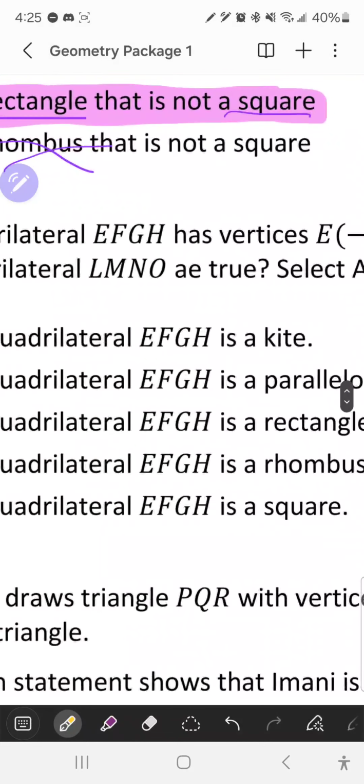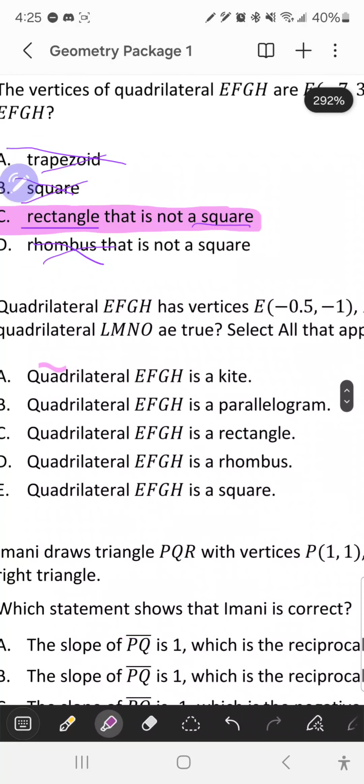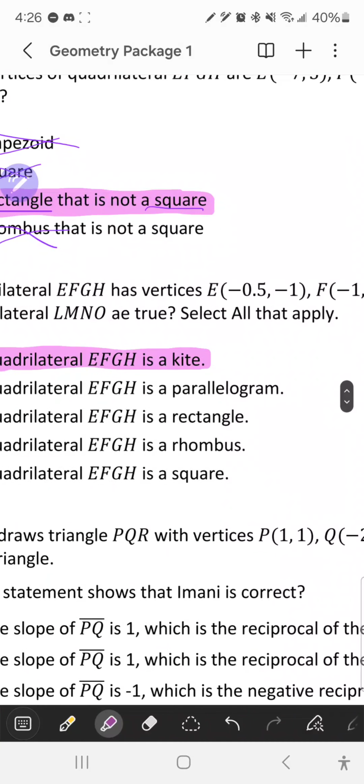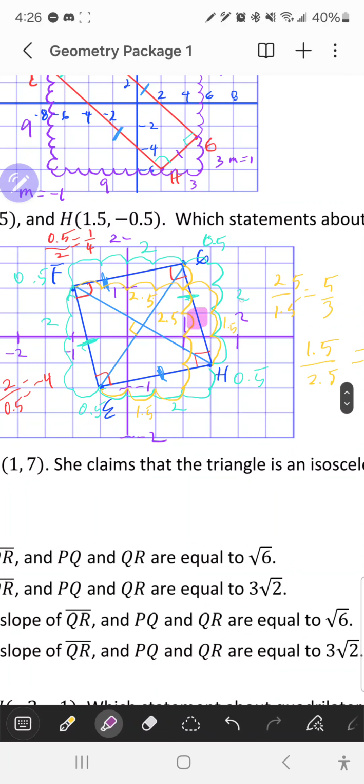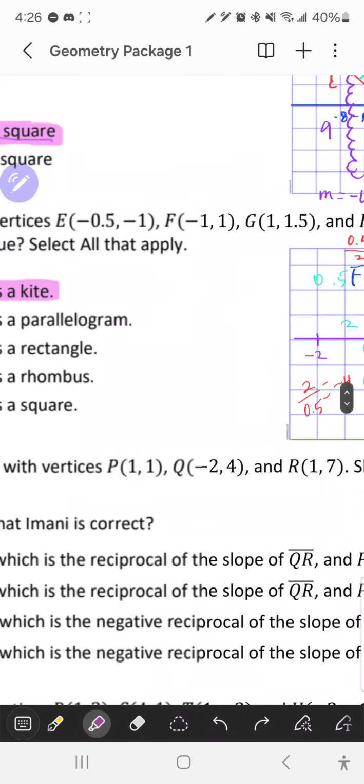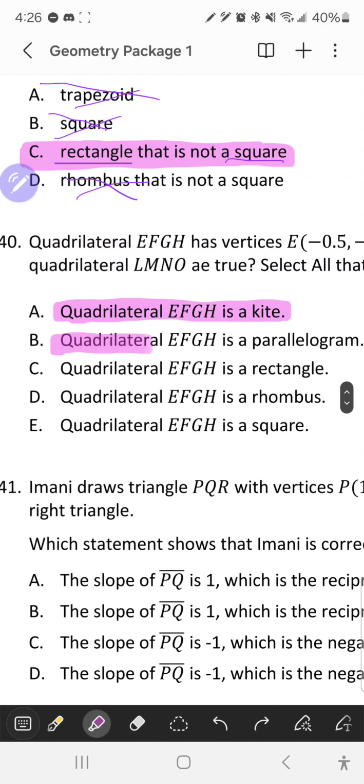So yes, quadrilateral EFGH is a kite. Now, is quadrilateral EFGH a parallelogram? Well, for it to be a parallelogram, the opposite sides must be parallel to each other. And as we defined it before, this side was parallel to this side, and this one was parallel to this one. So yes, EFGH is a parallelogram.